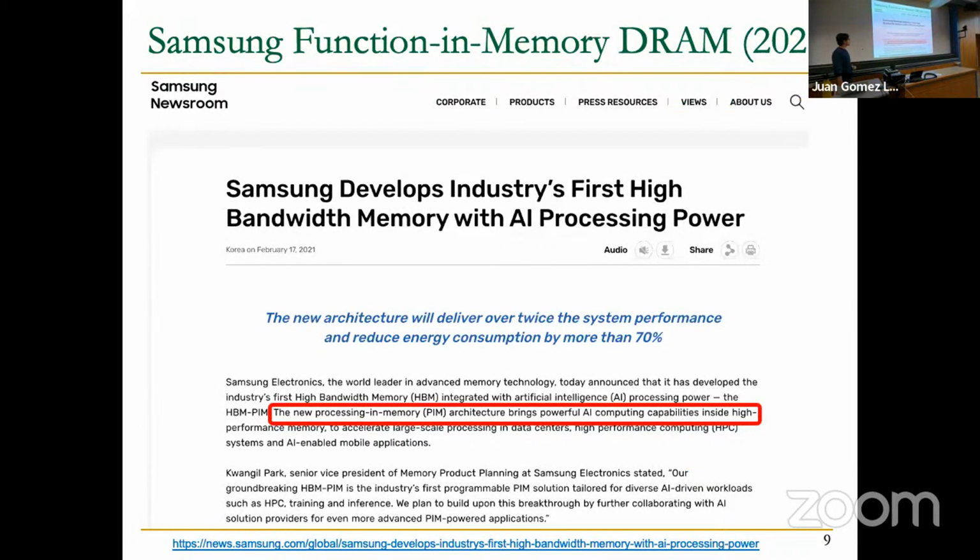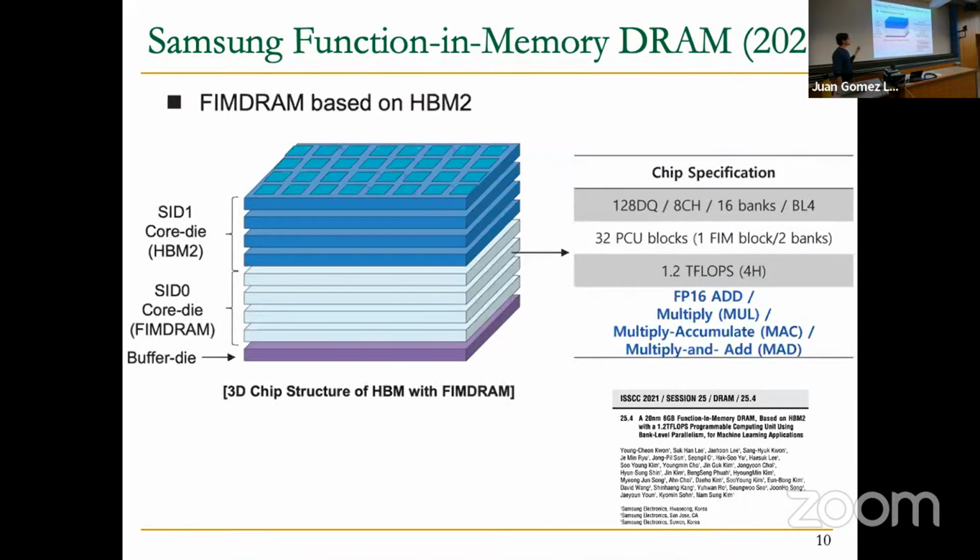This is the announcement from Samsung related to the HBM-PIM architecture, an architecture that is focused on boosting the performance of artificial intelligence and machine learning workloads, and it's based on HBM2 memory. Remember that HBM is a 3D stack memory design, is DRAM. Each of the layers is a layer of DRAM memory.